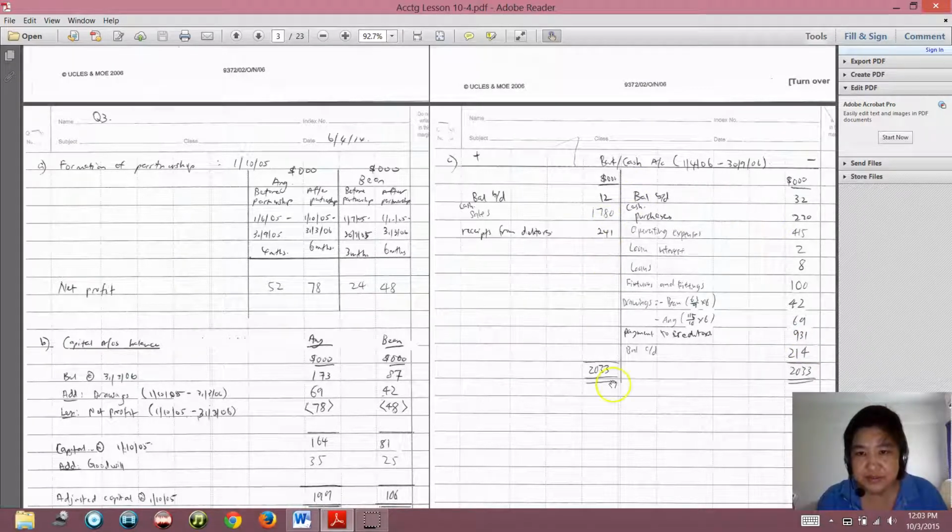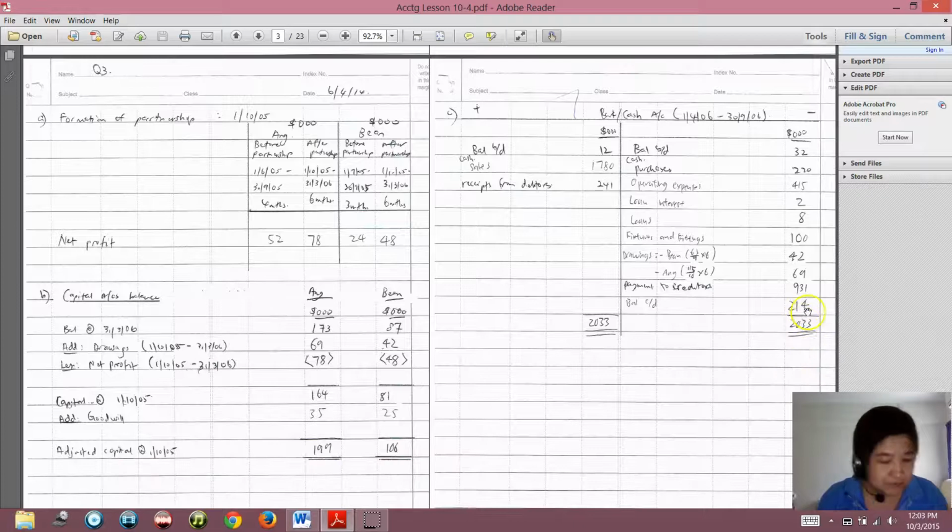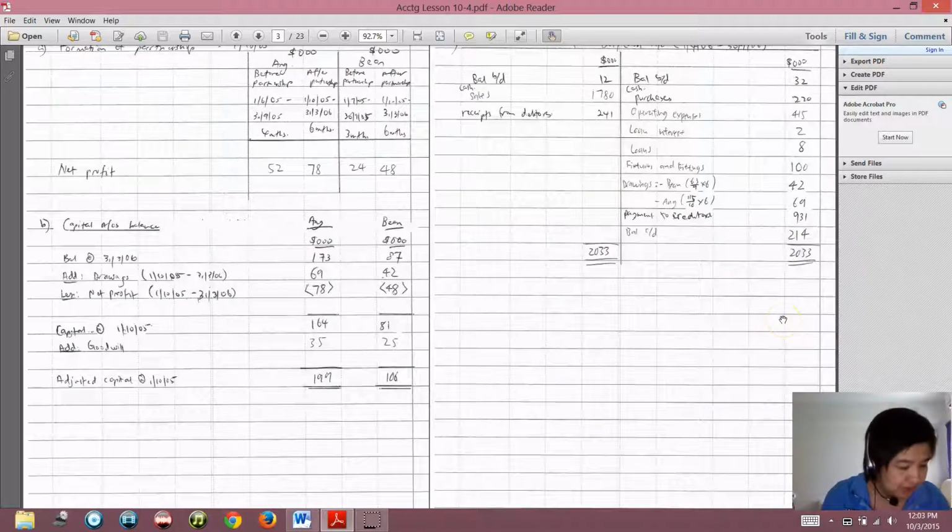You see which side is bigger. I calculate this side is bigger, so put the same number. This one minus everything is 214. Balance carried down. So balance brought down would be on the debit side. That means it's a positive cash or bank balance of 214.